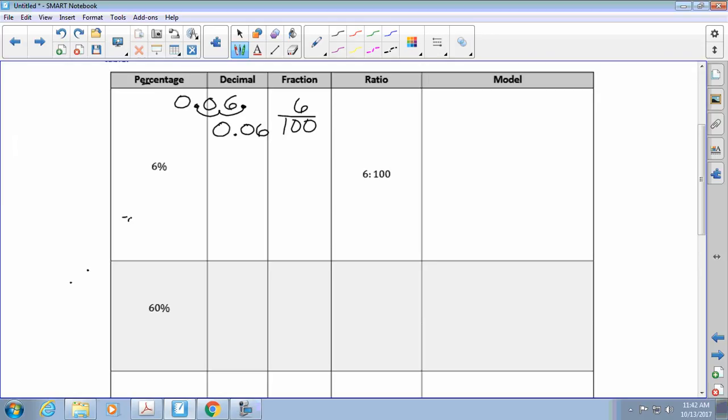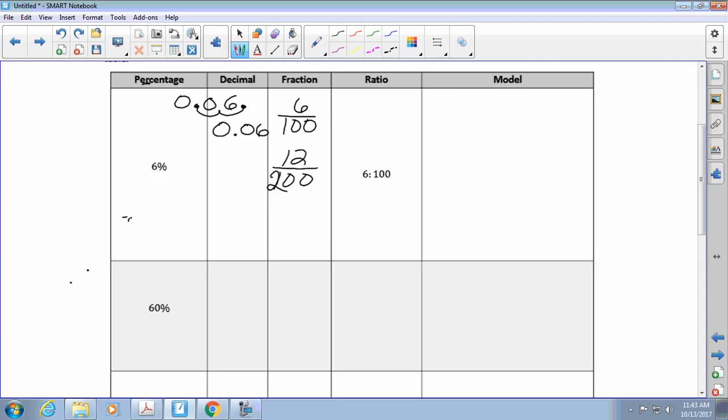Okay? Can anyone come up with another equivalent fraction? Jacob. 12 out of 200. Okay, so Jacob chose to scale up. Now let's see if Jacob is yanking our chain. So 12 out of 200. How could we see if this has the same value? What could we do to test that?